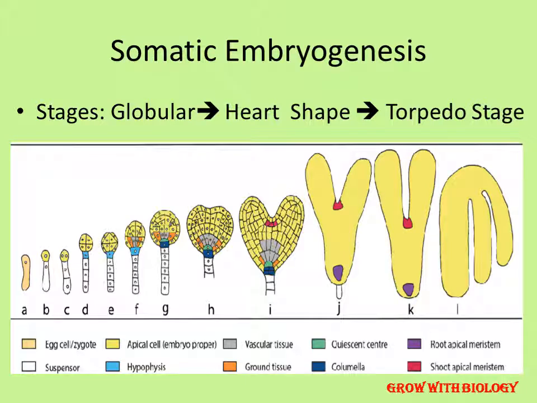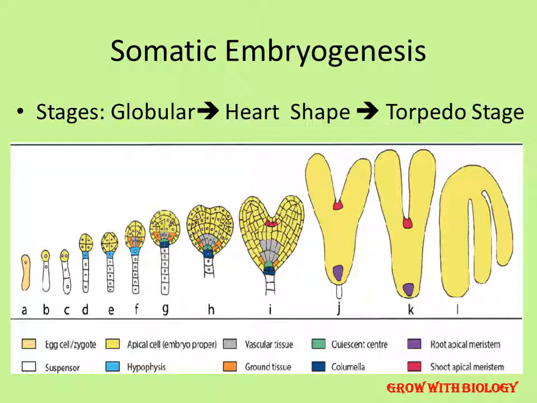Today we'll discuss the topic of somatic embryogenesis. It is one topic which comes under plant tissue culture. Now when we talk about somatic embryogenesis, somatic means we are talking about the somatic cells, and formation or regeneration of embryo is embryogenesis. So somatic cells converting to an embryo is somatic embryogenesis.